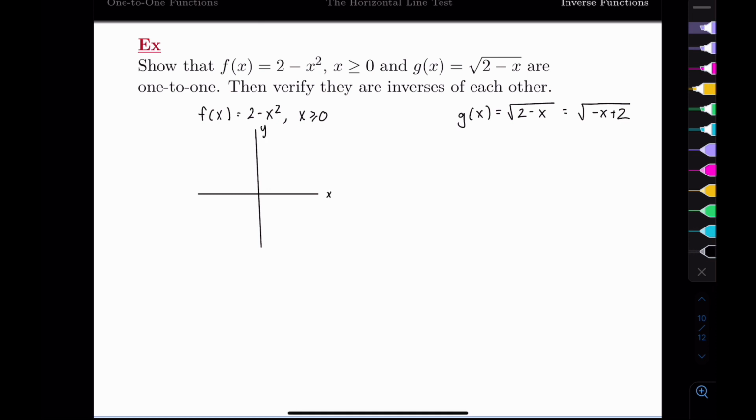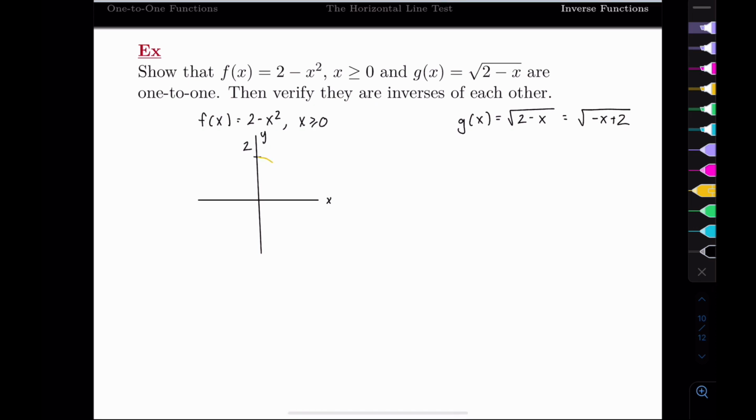Okay. So for this first one, we've already spent a ton of time going through graphs of parabolas. This minus attached to the x squared means it's opening down, and that 2 means it's moving up 2. So the graph is going to go through (0, 2), and it's going to be facing down like this, okay?